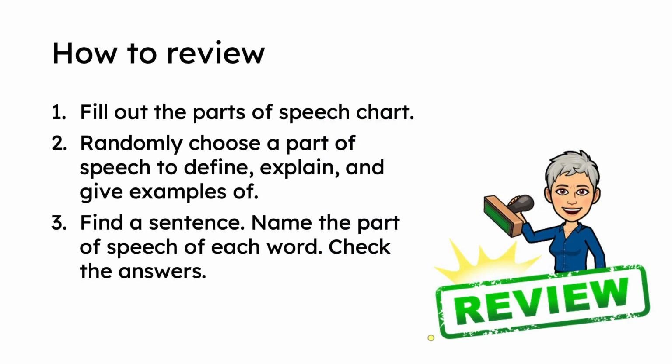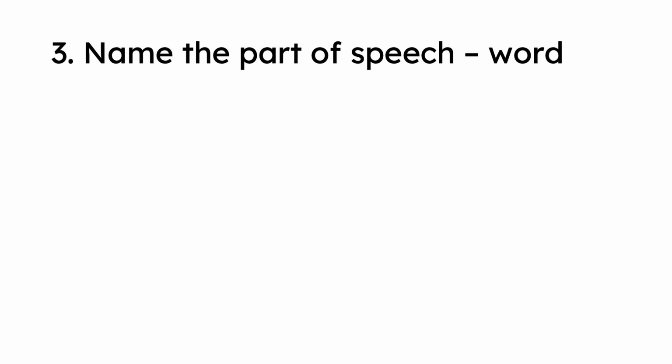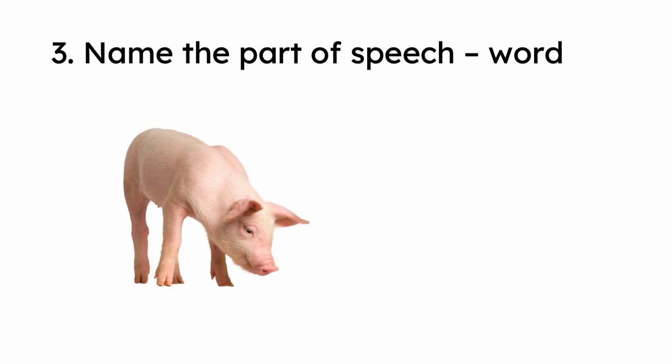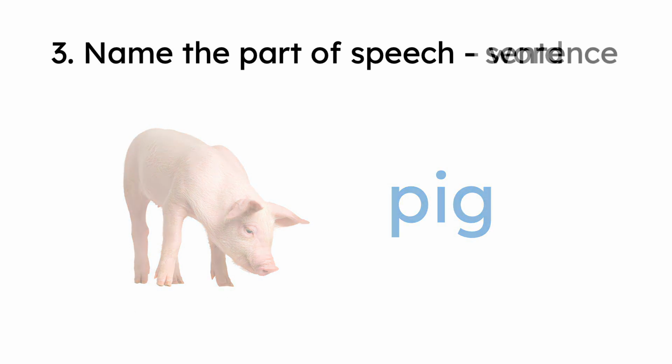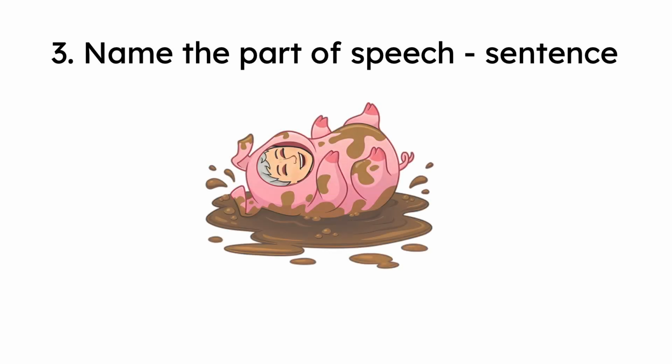Now the last activity is to find a sentence and name the part of speech of each word, and then check the answers. So let me show you what that looks like when we do it with just a word. So what is this? Pig. What part of speech is pig? Pig is a noun because it is a person, place, or thing. Are you ready to try this with a sentence? Okay, here's your picture. It's pretty cute, isn't it?